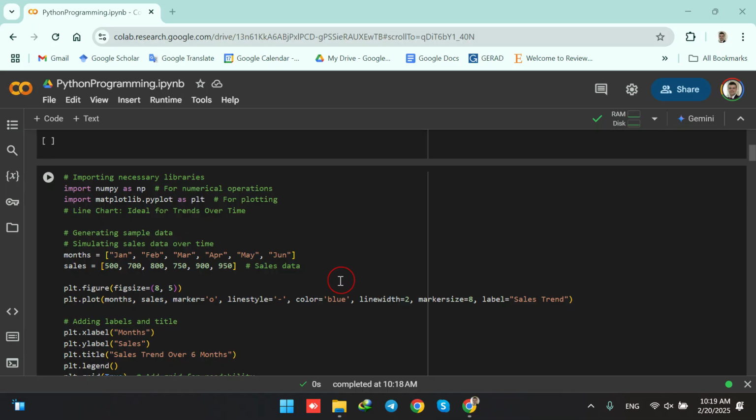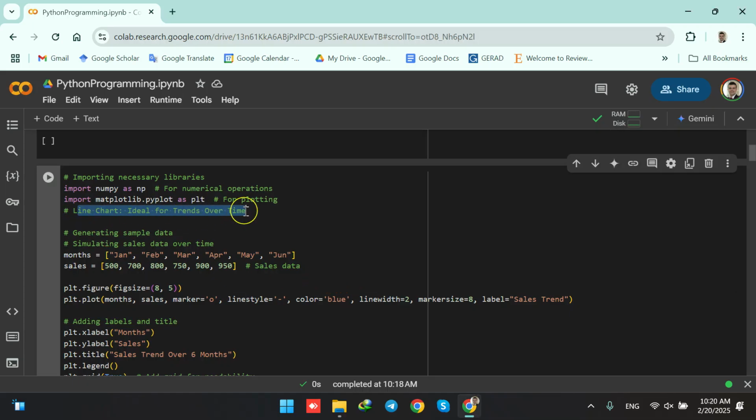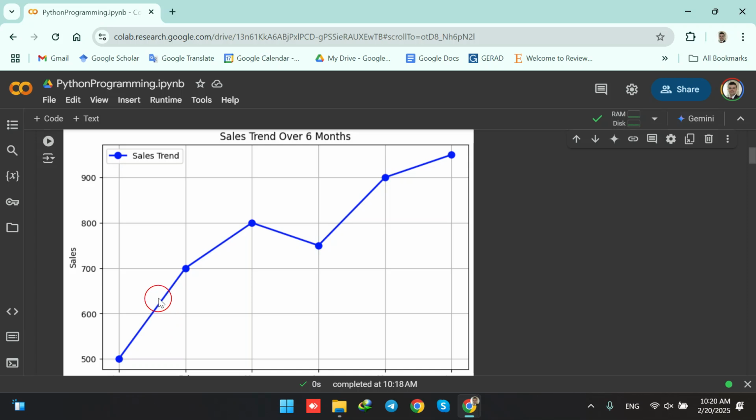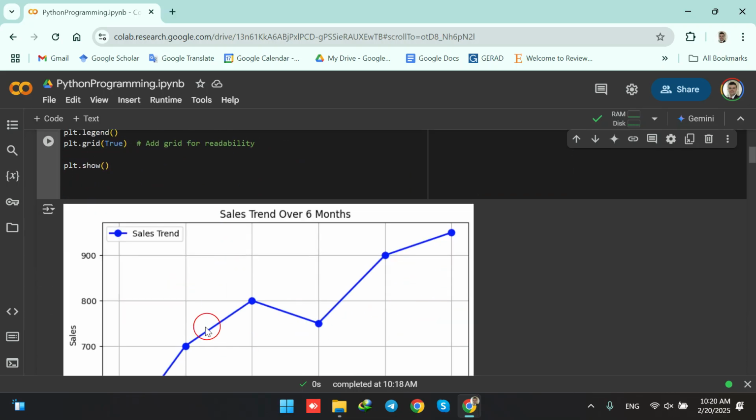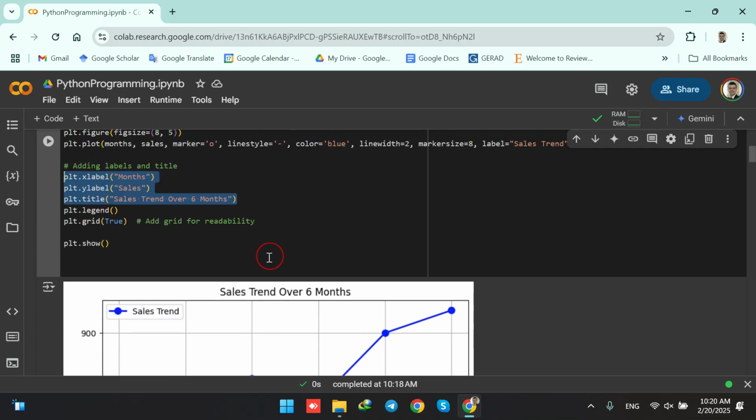So basically, line charts are ideal for trends over time. When you want to show a trend over time, it's better to use line charts, as you see here. And basically how we are making the line chart, we learned so far. We have the months, we have the sales, then we have the figure size, and we are plotting the line chart, and in this part we are labeling the x-axis, y-axis, and we are putting the title.